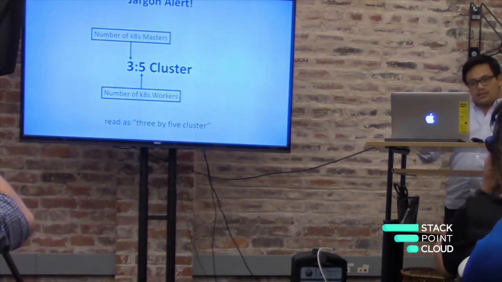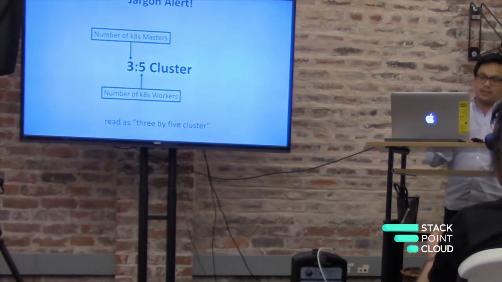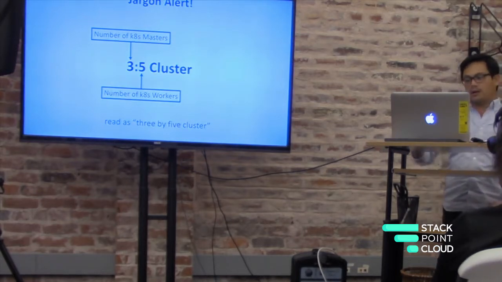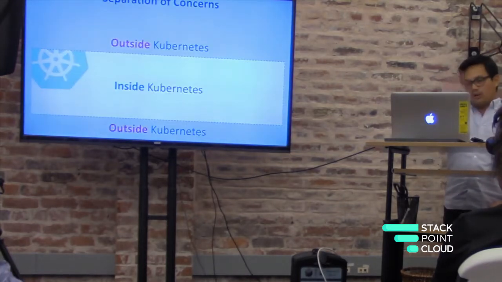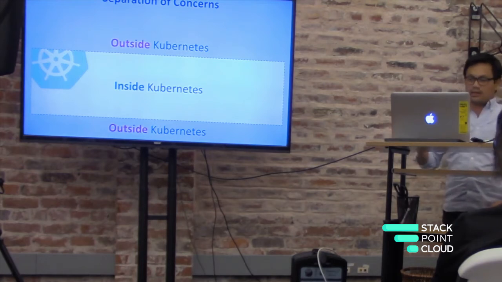Another one. This is pronounced 3 by 5 cluster. The one on the left is the number of masters. The one on the right is the number of workers. I'm going to use that jargon from here on out. So, cluster logical view. This is how I'm going to arrange it. Anything within that rectangle is Kubernetes. Anything outside is outside Kubernetes.